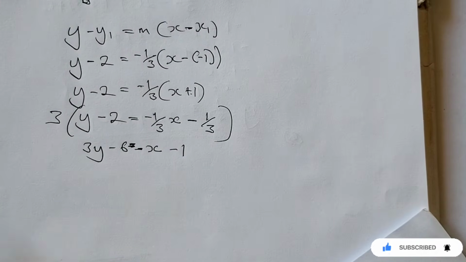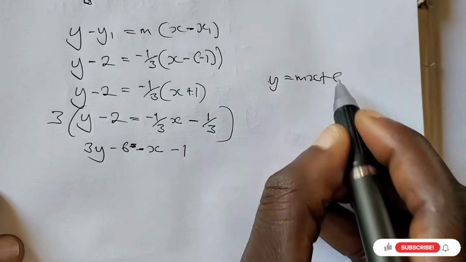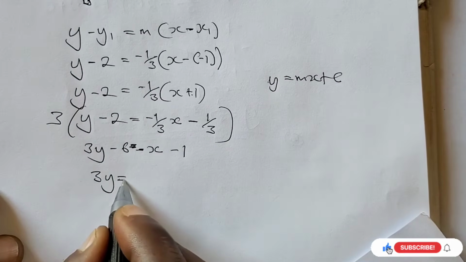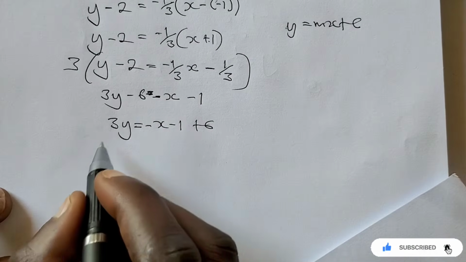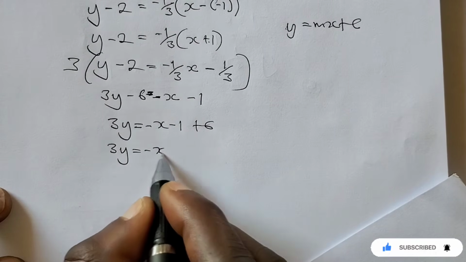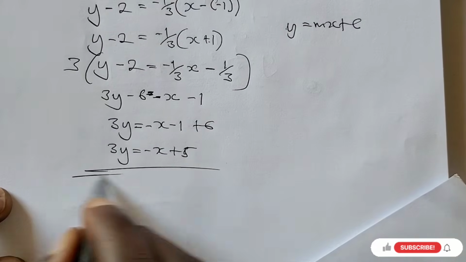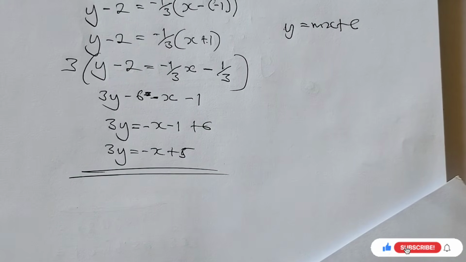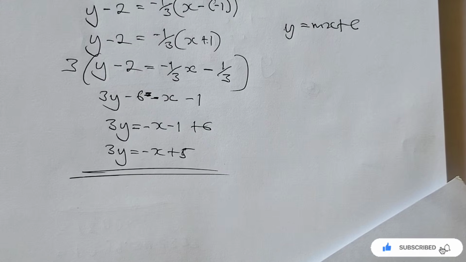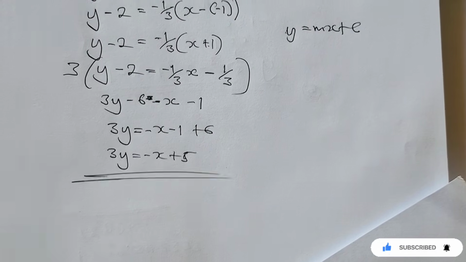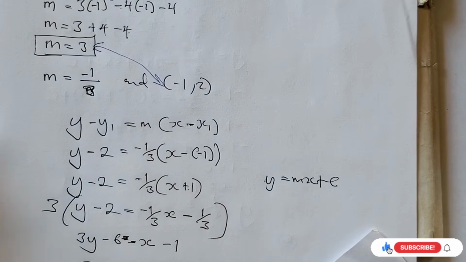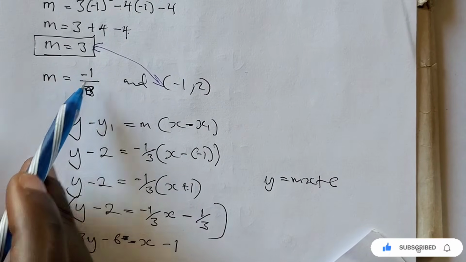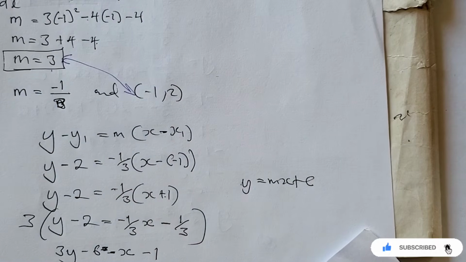Simple. Then leave it in the form of y is equals to mx plus what? c. So they want to say 3y is equals to negative x, negative 1 plus 6. Am I right? Then 3y is equals to negative x plus 5. And this is the answer. Simple. So this is the equation of the normal. Okay? This is the equation of the normal. If it was the equation of the tangent, we would have just used this and this point. That's all. But for normal, just add negative 1 over the gradient. Are we together? Very good. Okay, so that's all to this question.